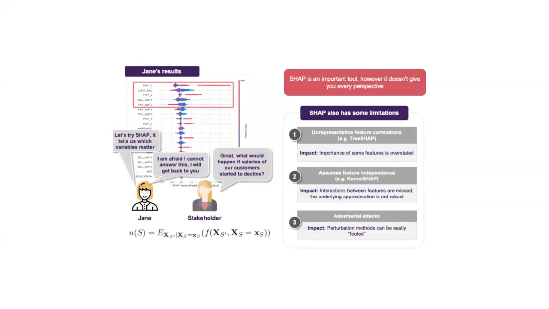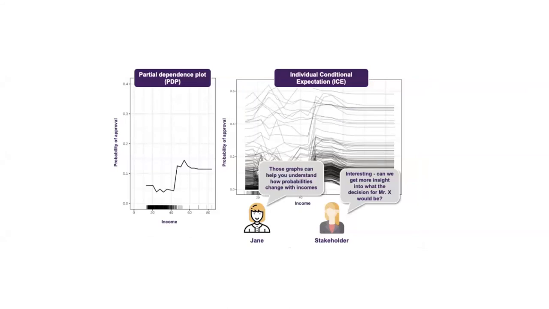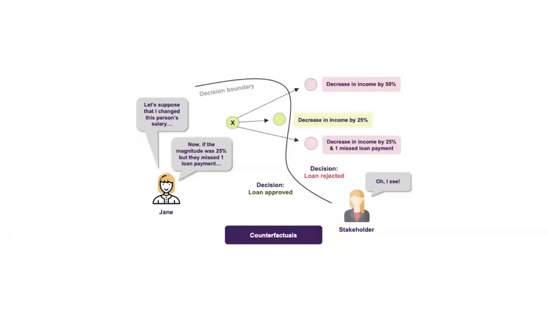So in a way, going back to the stakeholder's question, Jane is able to provide some insight on this. But then the stakeholder goes on and says, what can we say about a specific individual? Can you provide some more discussion on that? And so what Jane decides to do is that she decides to consider a technique called counterfactuals, okay? And what counterfactual does is that it tries to look at a perturbation of the original data point with respect to one or more features.